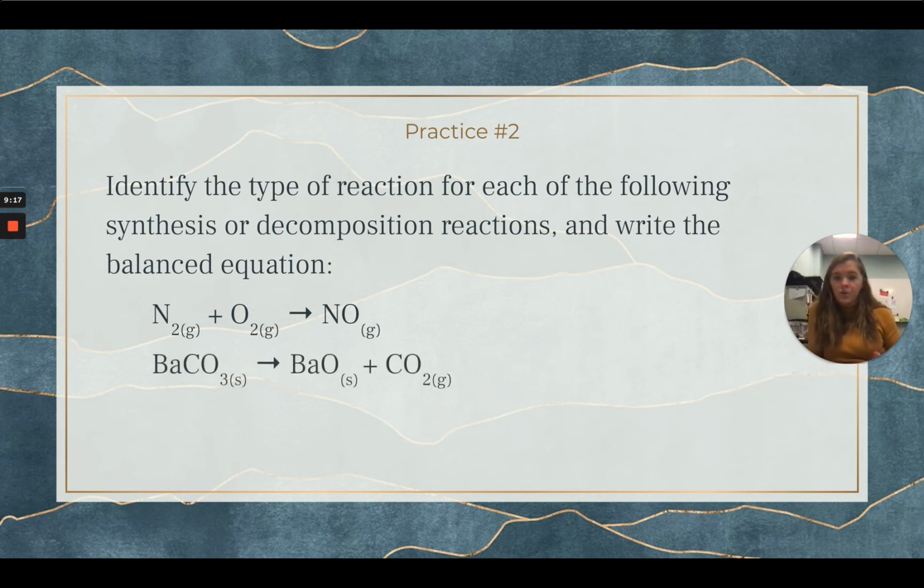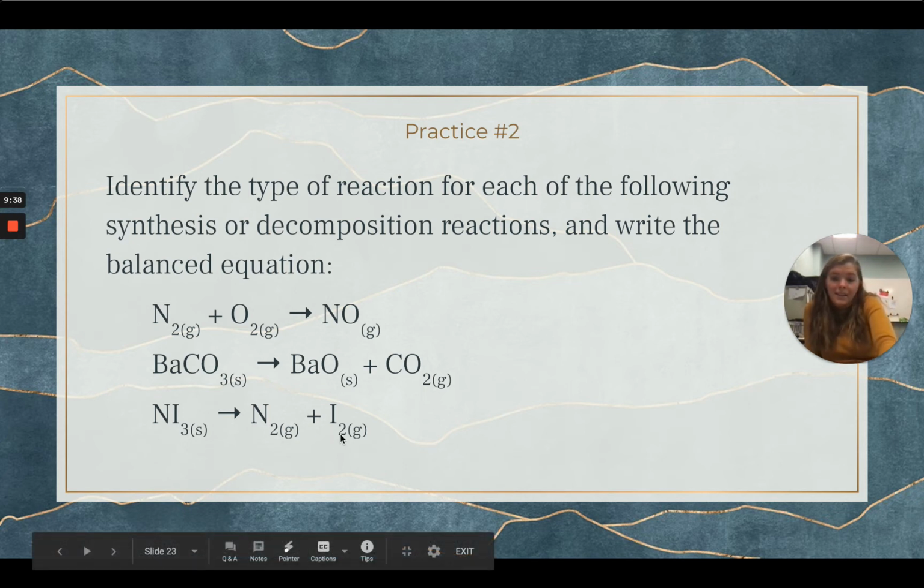We're taking 2 and making 1. BaCO3 yielding BaO plus CO2. Of course that's going to be decomposition. We're taking 1 and breaking it into 2. NI3 yielding N2 plus I2. Good, if you got it.